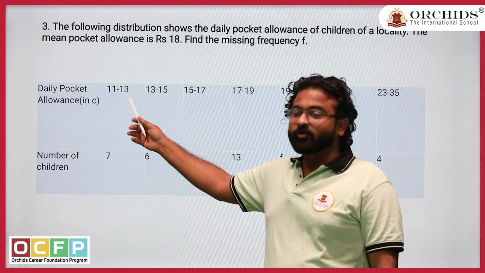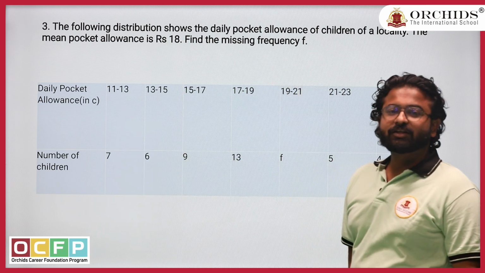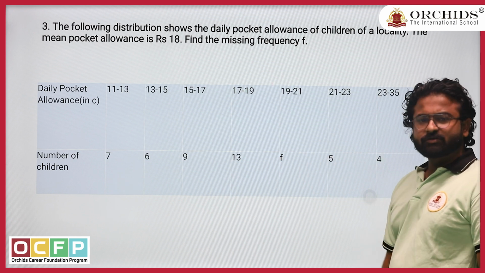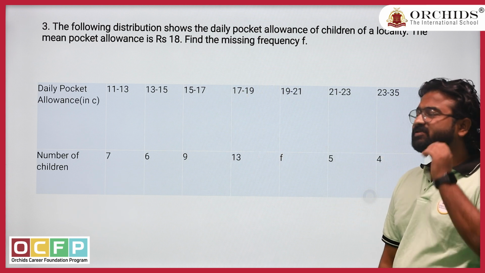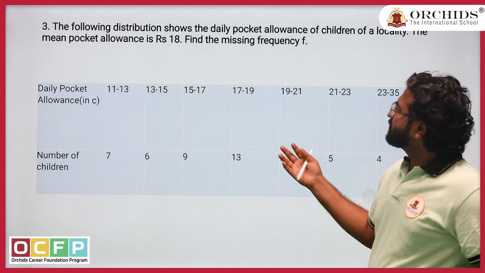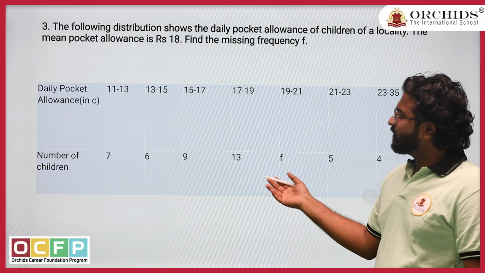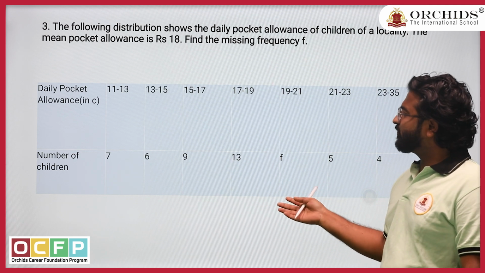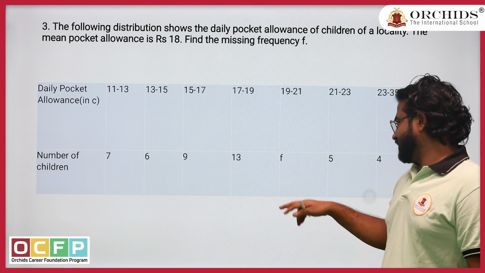So what daily pocket allowances are given? First data is given 11 to 13, then 13 to 15, then 15 to 17, and so on. Here, you will see that my frequency is missing. But what I know is the mean. What mean is given? 18 rupees. Fine. How to do this? We just have to go through the same process. We will figure out sigma fi xi and sigma fi, put in the values, get one equation, and then solve that. Let's see how to do it.